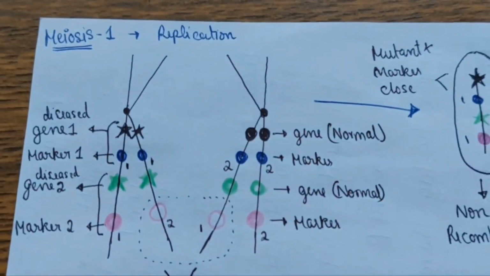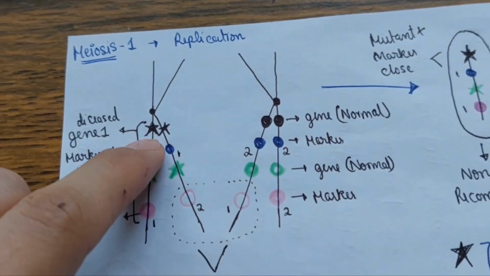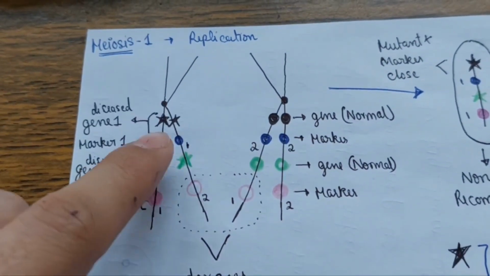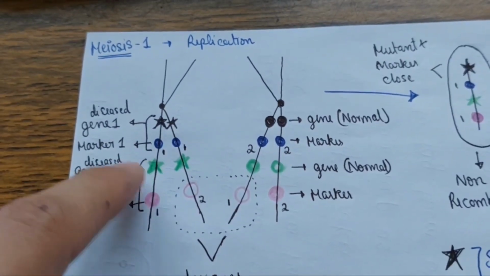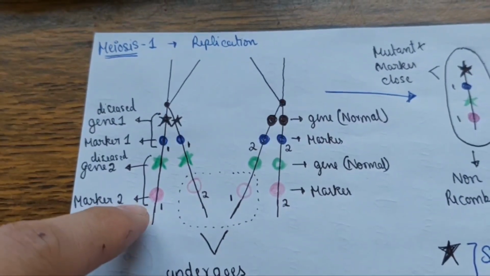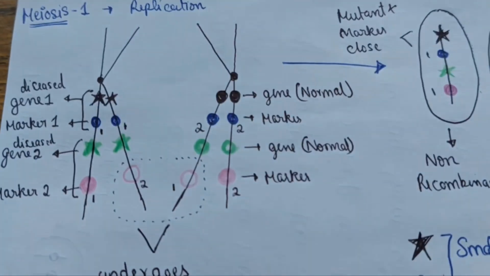So here I have drawn a fresh diagram in which I am going to show you once again. Here the disease 1 causing gene is the black star in black color, and genetic marker 1 is in blue color, and the disease 2 causing gene is a green star, green color, and genetic marker number 2 is in pink or purple color.